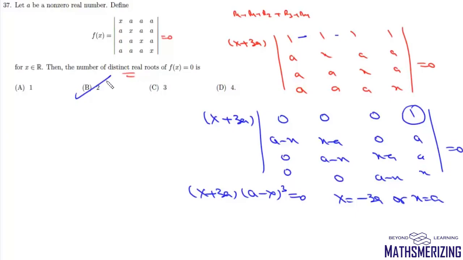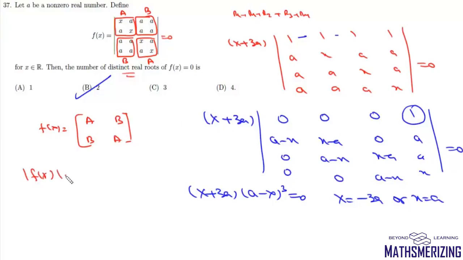Another way of solving the same question can be, we can write this matrix as a matrix consisting of 4 blocks. This is A and this is B. So we can write this matrix F(x) as A, B, B, A. Now determinant of F(x) will be determinant of A plus B into determinant of A minus B. And if it is 0, then either determinant of A plus B is 0 or determinant of A minus B is 0.